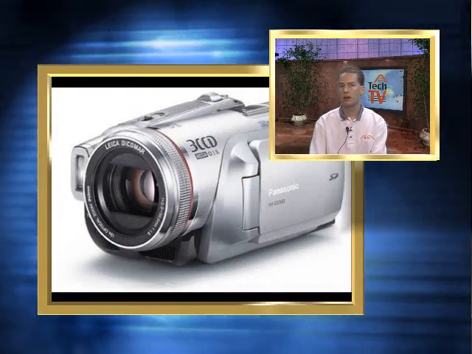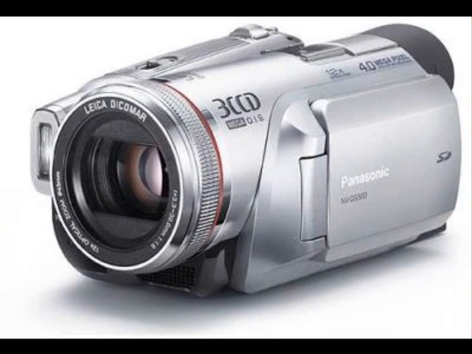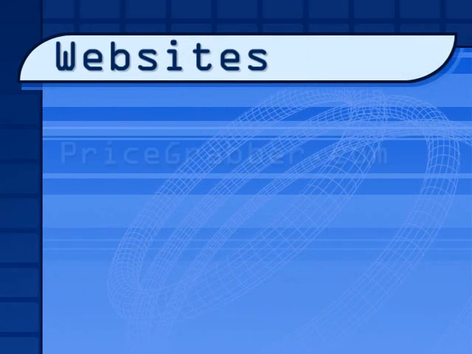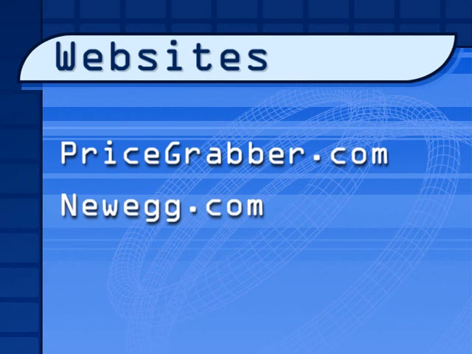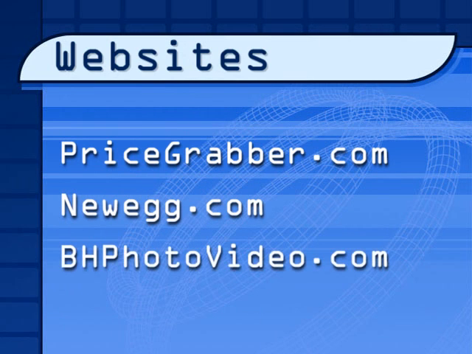Camcorders will begin at around $250 and up. The brand I recommend the most is Panasonic, especially their 3 CCD models, which do a great job with distinguishing colors. These average around $500 each, and doing a PriceGrabber.com search will show you places to buy from online. Two of our favorite vendors are Newegg.com and BHPhotoVideo.com.